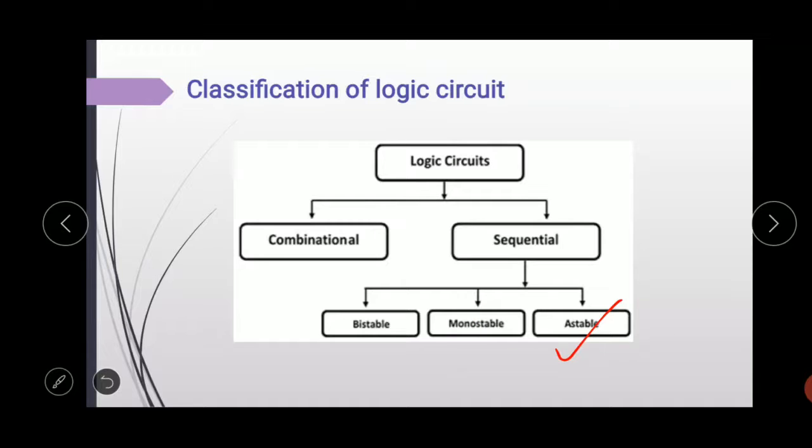Then astable. Astable circuits have no stable states and oscillate between several states, meaning no fixed states are present in these circuits. So these are the classifications of logic circuits.